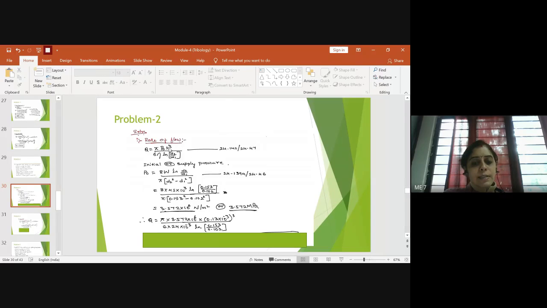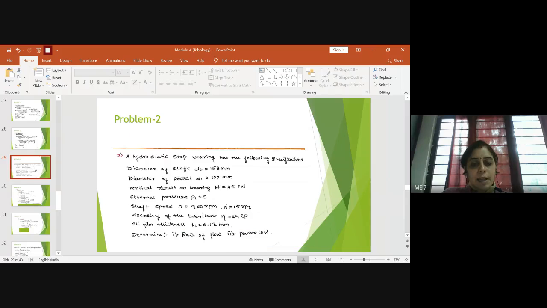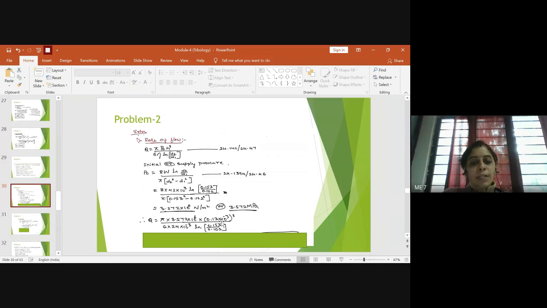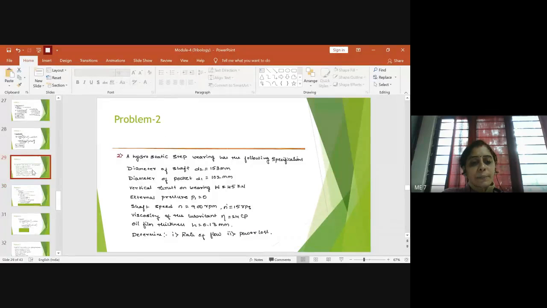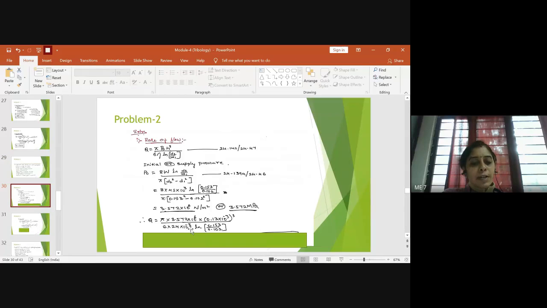The oil film thickness is given in the question as 0.13 mm. Convert that into meters, so it is 0.13 into 10 raised to minus 3 whole cube. Sometimes children in a hurry forget to write whole cube. Wherever you have whole square or whole cube, kindly write it without fail. In the denominator, 6 is a constant, write it as it is. You need the viscosity of the lubricant, which is given as 24 centipoise, so we convert that to 24 into 10 raised to minus 3, into log of d2 by d1.